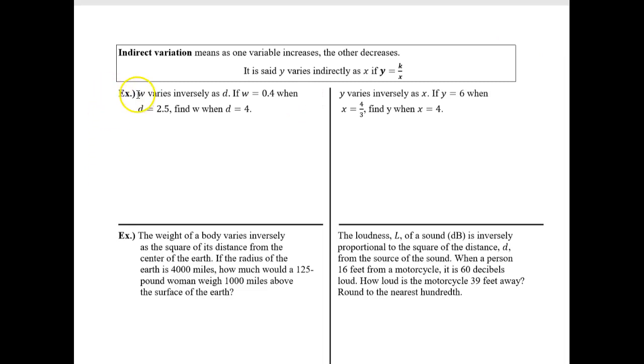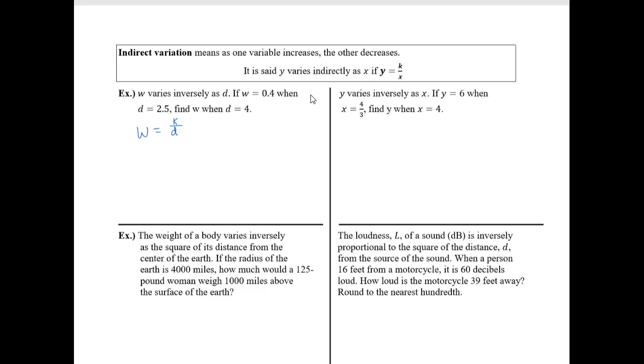This first example says w varies inversely as d. So that's how we form our equation. So w will vary inversely, which is the same thing as saying indirectly. So that variation constant goes in the numerator, and d is what we're dividing by. So that is the indirect variation, or inversely. Then it says if w equals 4/10 when d equals 2.5, find w when d equals 4.